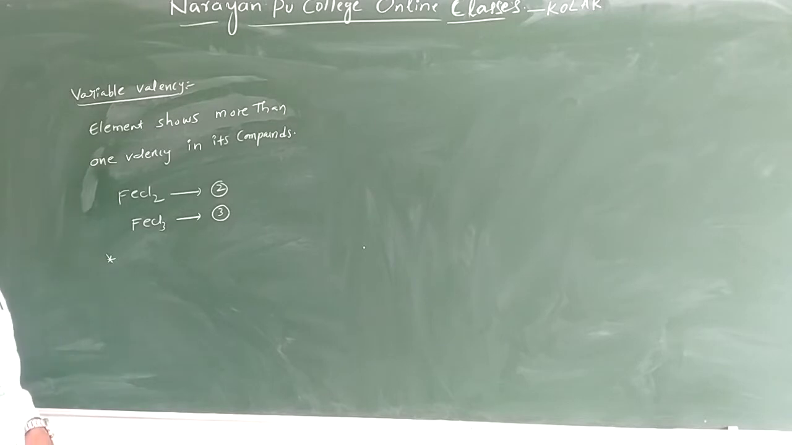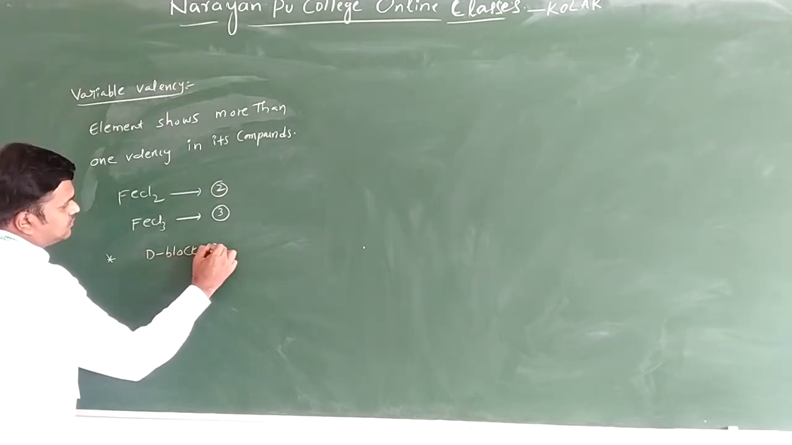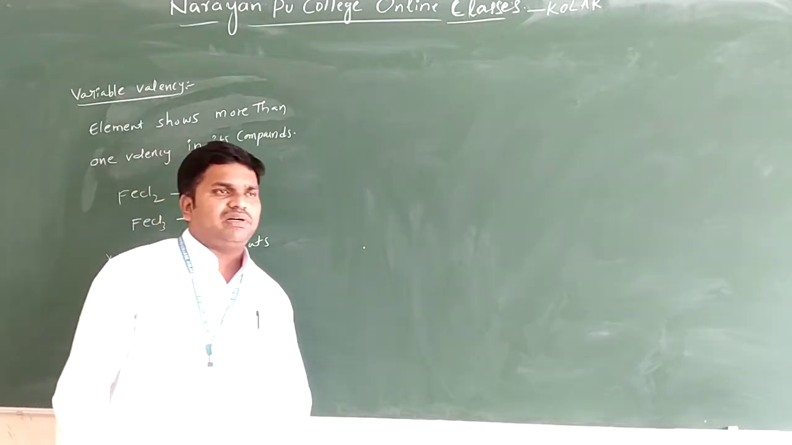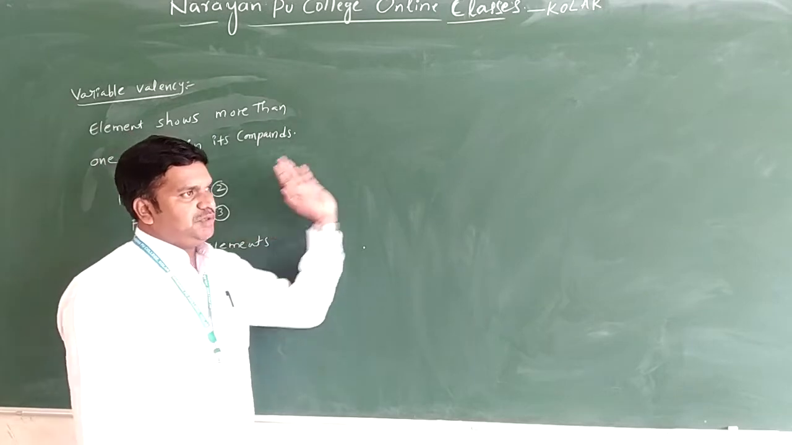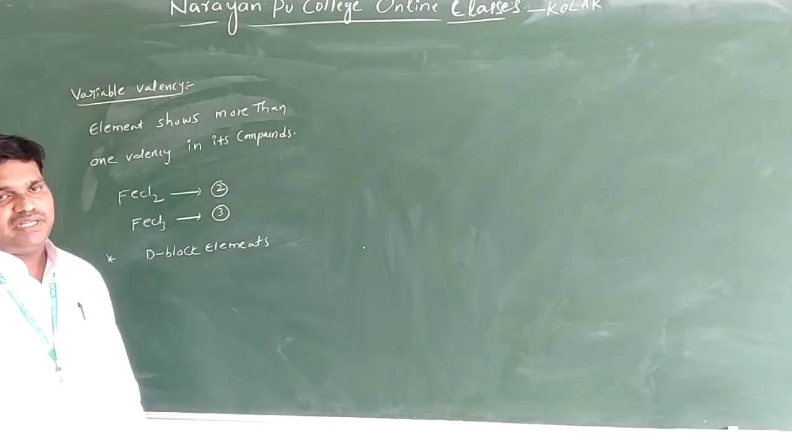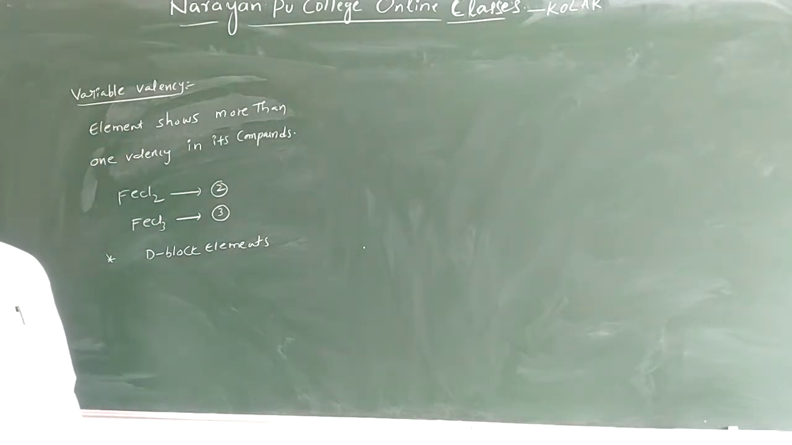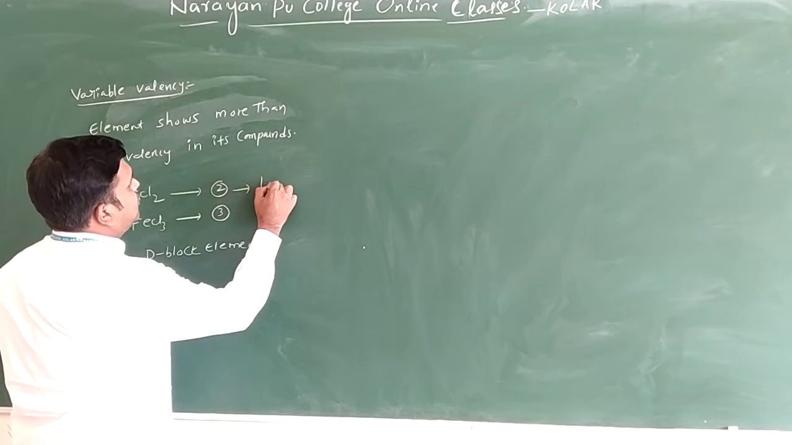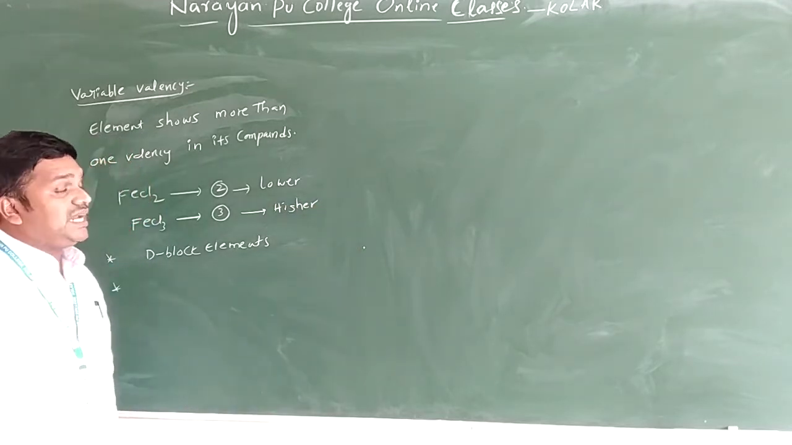Generally, what type of elements exhibit this variable valence? Especially d-block elements. The periodic table has 4 blocks: s-block, p-block, d-block, and f-block. The s-block is on one side, the p-block on the other side, in the middle we have the d-block, and down below we have the f-block. The elements that come under the d-block, the majority will show variable valence. Suppose we observe 2 valences here. This is the lower valency, and this is the higher valence.